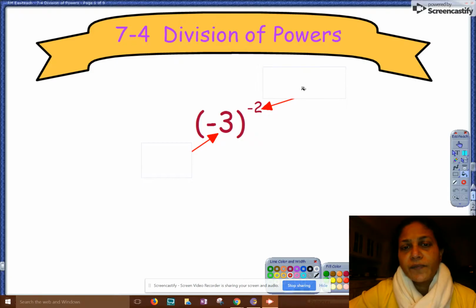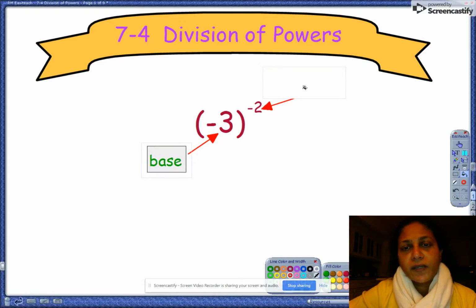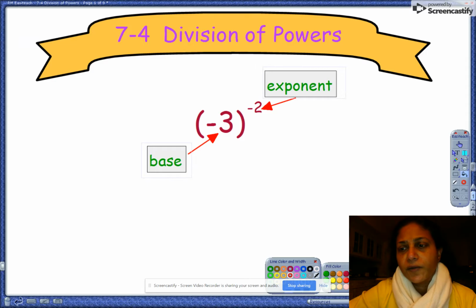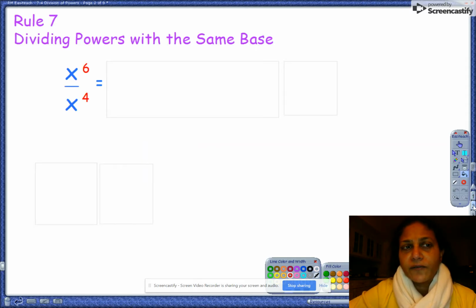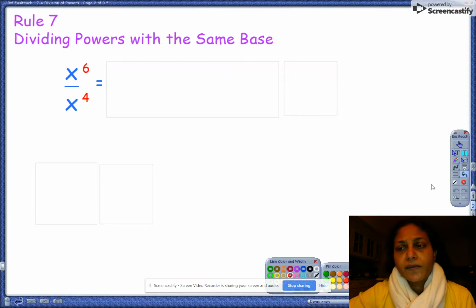One more time, make sure you know which one is the base and which one is the exponent. So when we're dividing, remember it could look like a fraction. So this is rule number 7. What happens when we are dividing powers with the same base? So x to the 6th is being divided by x to the 4th.